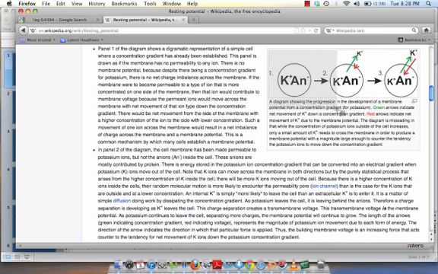So I'm going to steal this picture from Wikipedia.